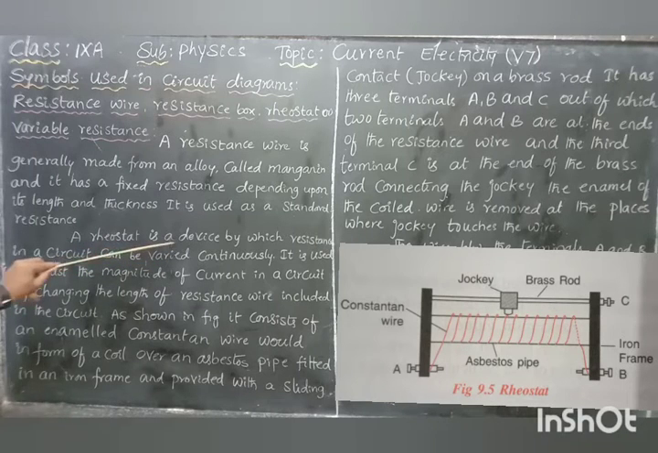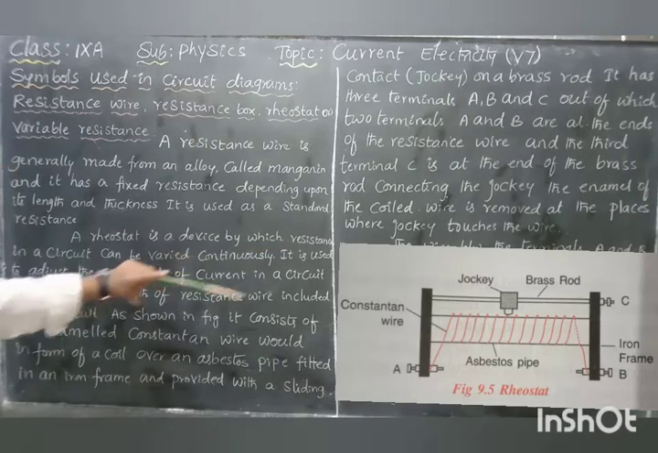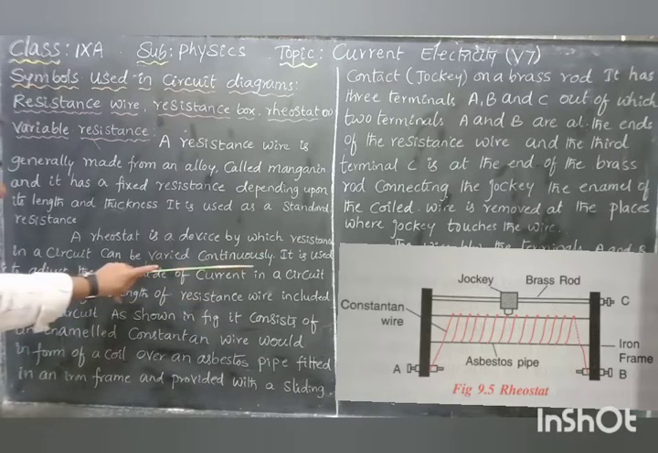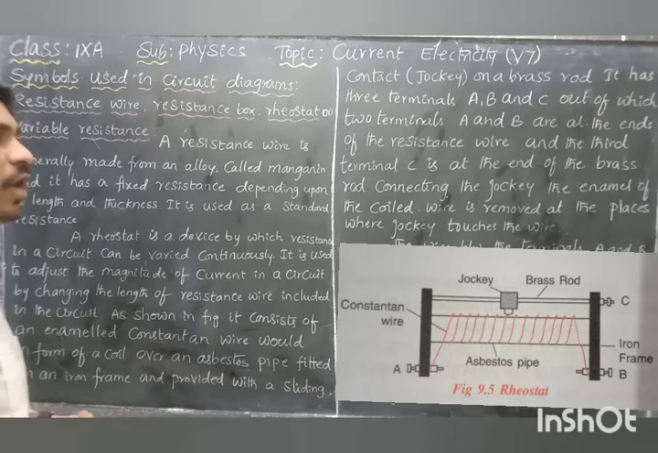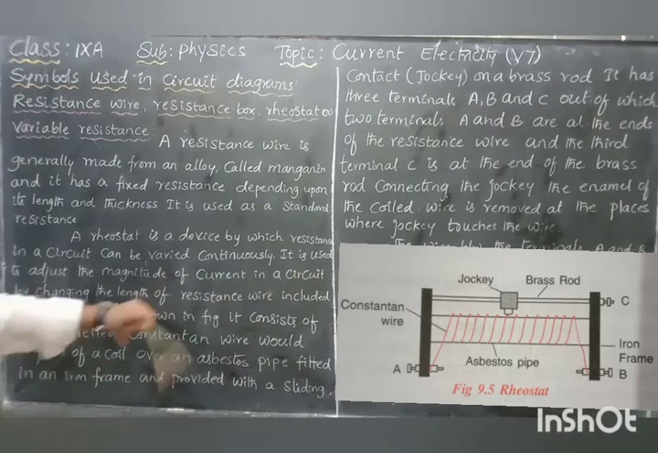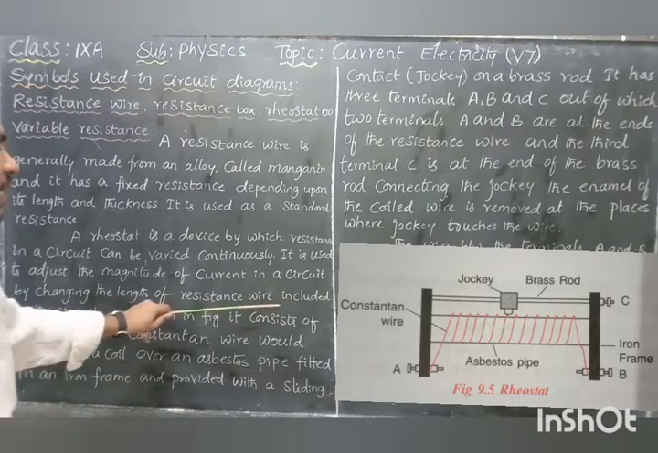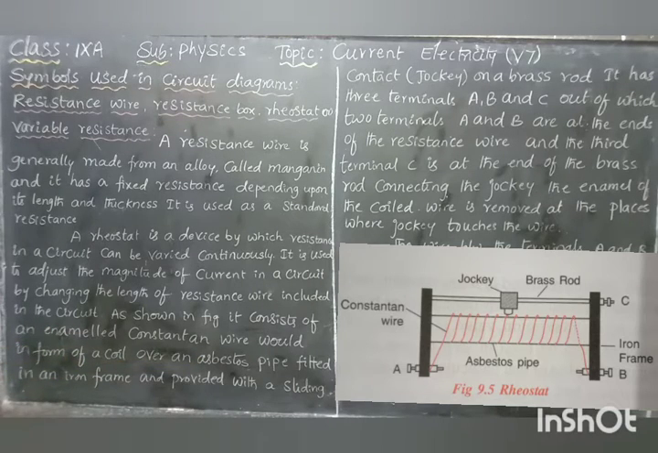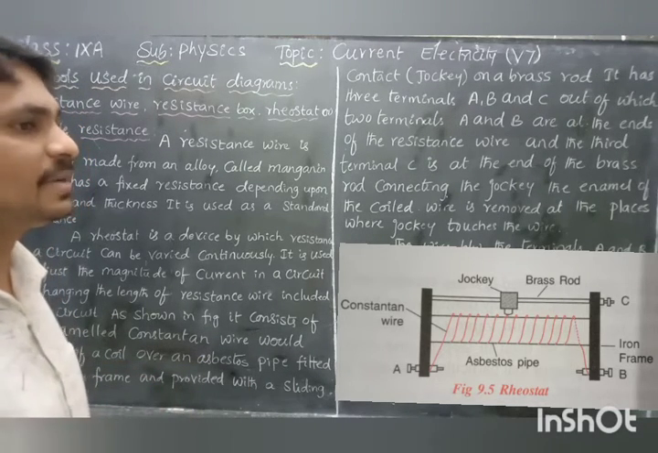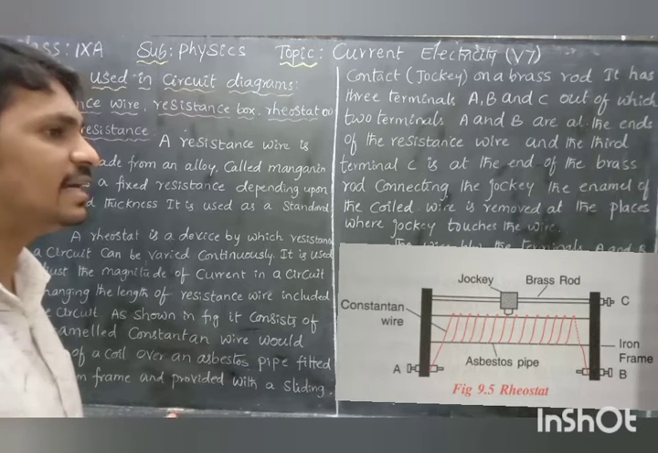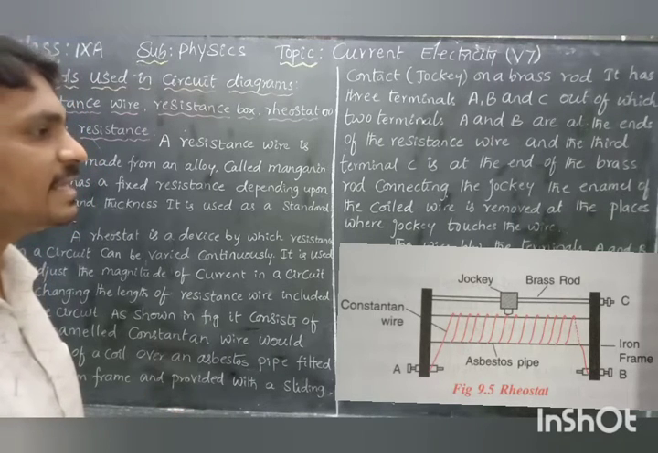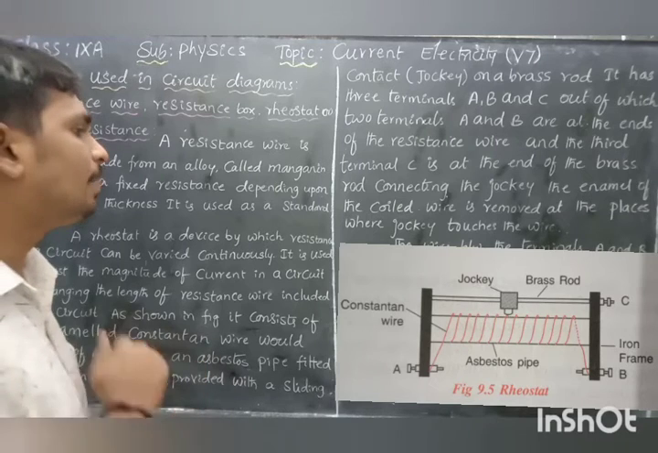A rheostat is a device by which resistance in a circuit can be varied continuously. How much resistance you want? Based on that, you can vary the resistance in the circuit. It is used to adjust the magnitude of current in a circuit by changing the length of resistance wire included in the circuit. By using a rheostat, you can control the current in the circuit. You can increase or decrease the current depending upon the length of the resistance material inside the rheostat.